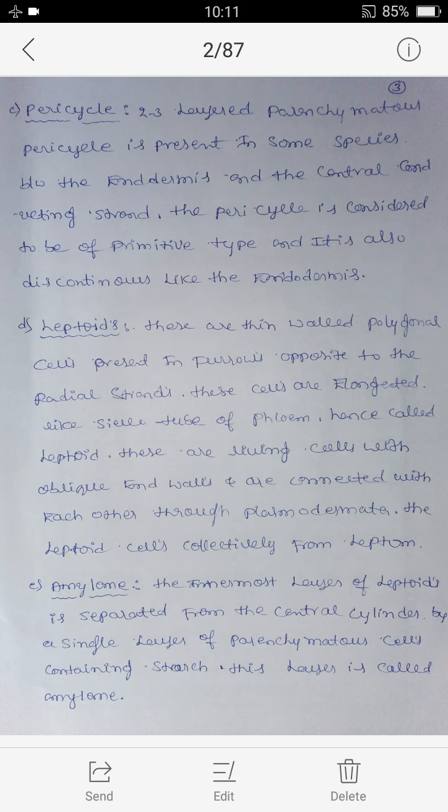Next is amylome. The innermost layer of leptoids is separated from the central cylinder by a single layer of parenchymatous cells containing starch. This layer is called amylome.